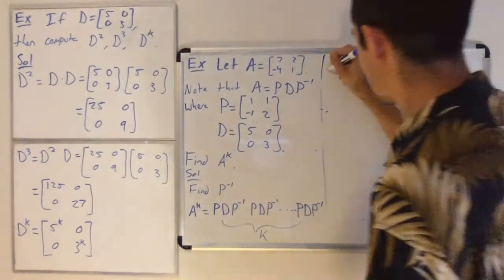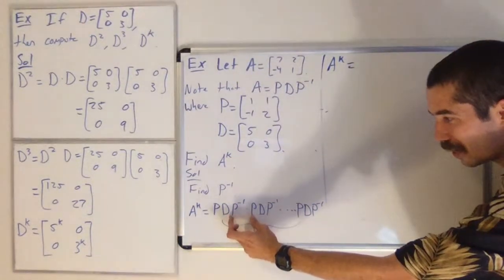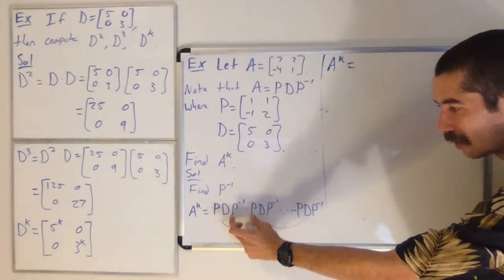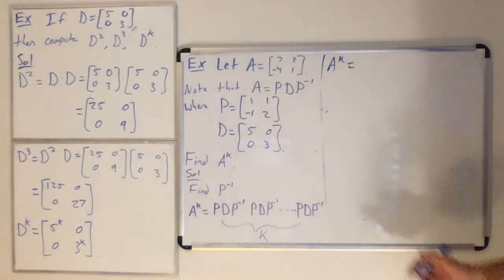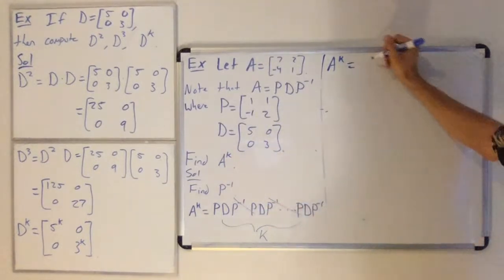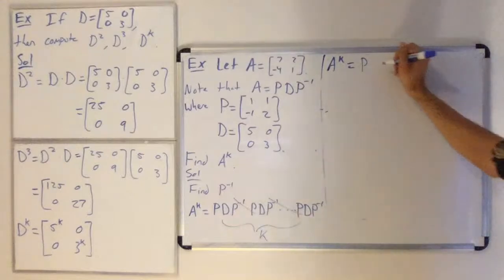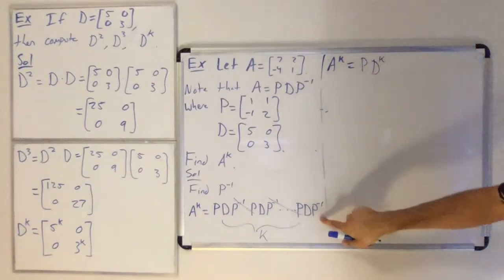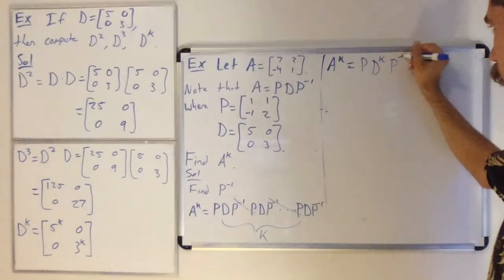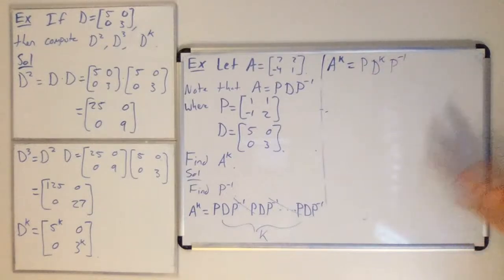And so A to the K equals, well, every time you have a P inverse times a P, that is the identity matrix. So we don't need to include these. So what's left over is a P on the left-hand side, K copies of the matrix D, and then a P inverse on the right-hand side. And so this should be pretty straightforward to compute. So this is how we'll start class on Tuesday.